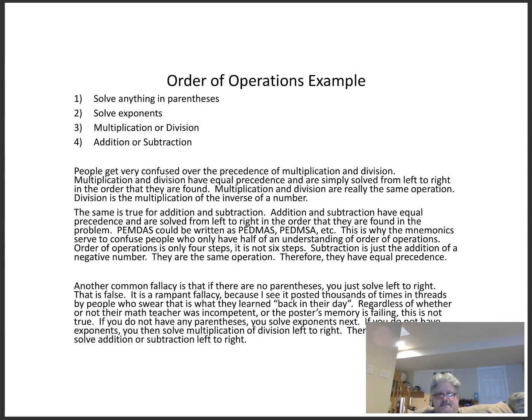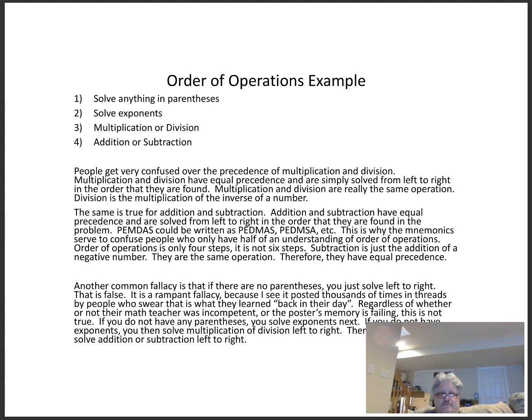It's not a six-step process. PEMDAS, BODMAS, BEDMAS, order of operations is not six steps. There's only four. You have to understand multiplication and division have equal precedence. Addition and subtraction have equal precedence as well. You're going to solve those in the order that you see them in the problem. People get really confused. Like I said, multiplication and division have equal precedence. They're simply solved left to right in the order that they're found.